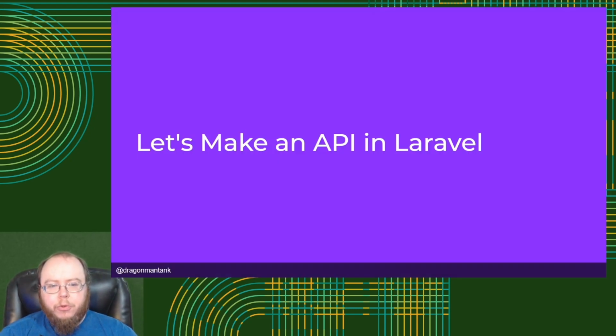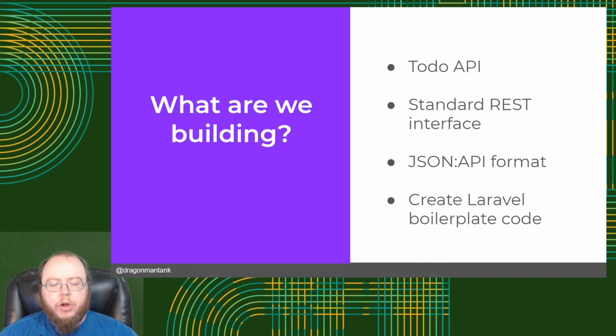So let's go ahead and go through the process and make a very quick API in Laravel to see how this whole process gets put together. We're going to build a very small to-do app, by no means exhaustive, but we're going to assume that it's a standard REST interface. For this, I think REST works fairly well. And we're going to use a JSON API format for all the output. And hopefully what we have at the end of this is all of the Laravel boilerplate code that we need to get this working.